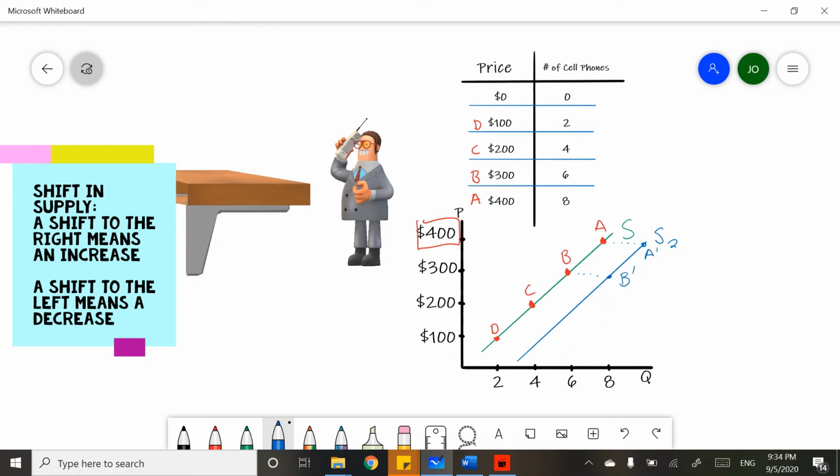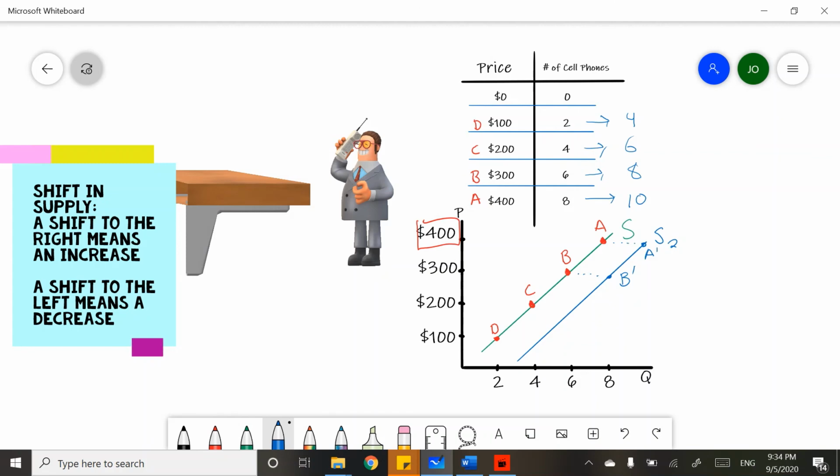On the schedule, this can be illustrated as such. At the price of 400, instead of selling 8, now maybe you can sell 10. And so on and so forth. Notice that the prices are not changing, only the quantities. This is a shift in supply. These numbers can increase as shown, or they can decrease.